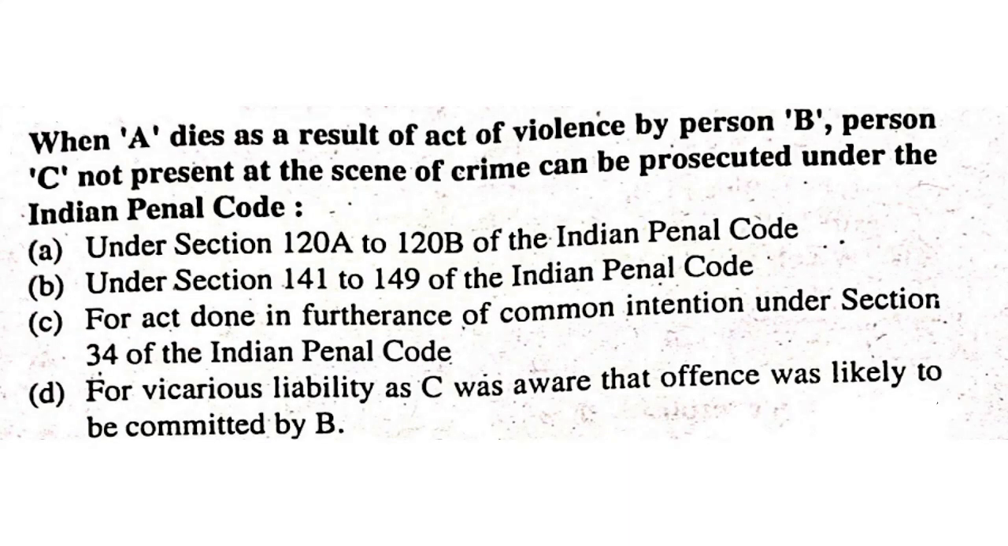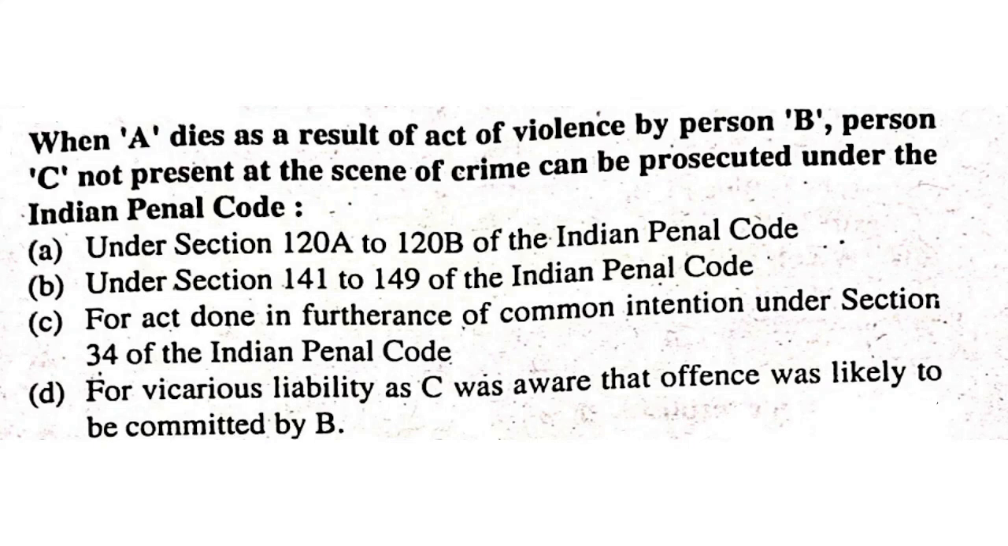When A dies as a result of an act of violence by person B, person C, not present at the scene of the crime, can be prosecuted under the Indian Penal Code under section 120A to 120B, under section 141 to 149 of the Indian Penal Code for an act done in furtherance of common intention, under section 34 of the Indian Penal Code for vicarious liability, as C was aware that the offense was likely to be committed by B.